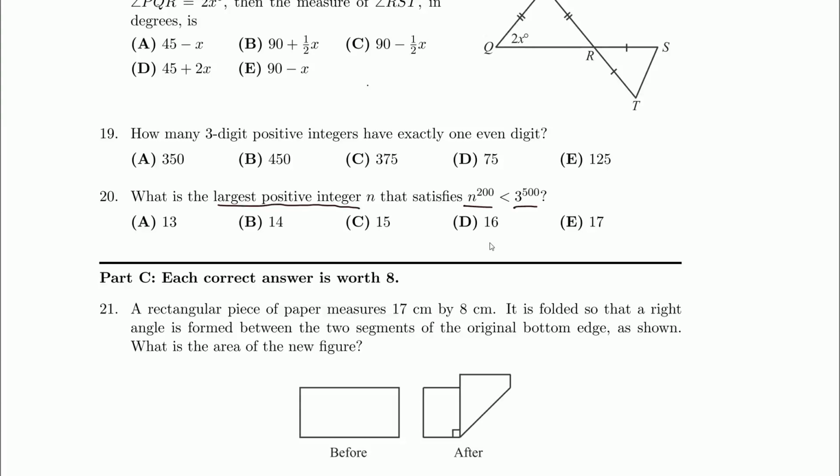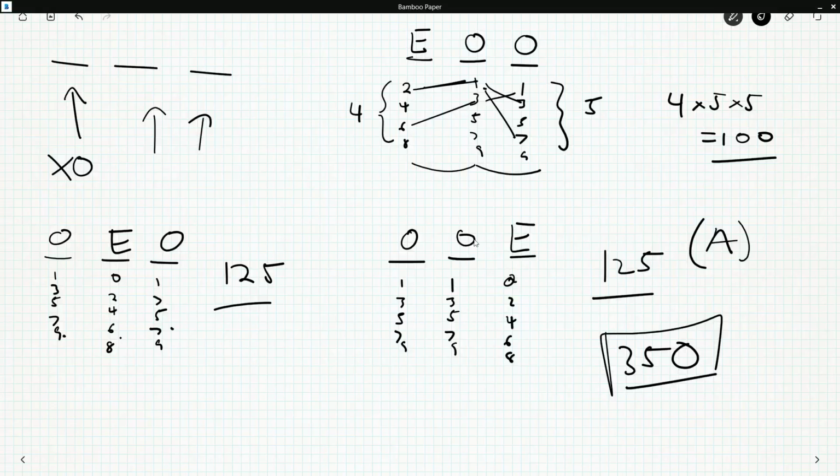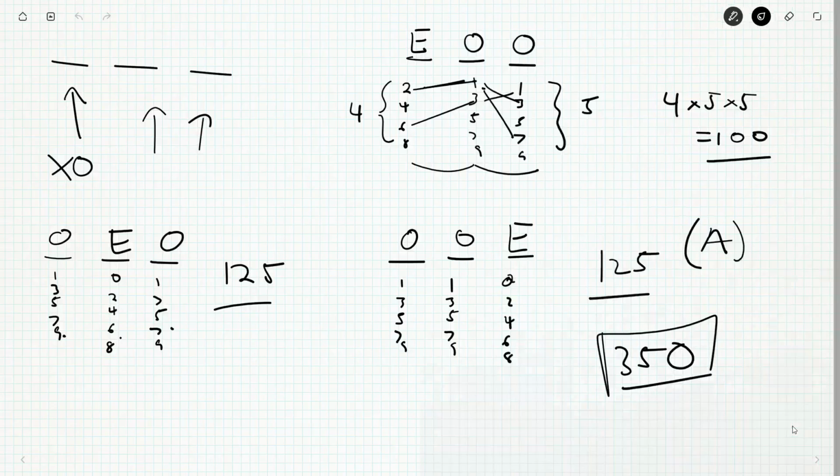Okay. Well, let's see what we can do to manipulate this inequality here. Don't have enough space. Let's flip the page here. But we've got n to the 200 needs to be less than 3 to the 500. And I can already think of a few integers that'll work. 2 will work, 3. I'm pretty sure 4 will work. But will 5 work? I'm not entirely sure.